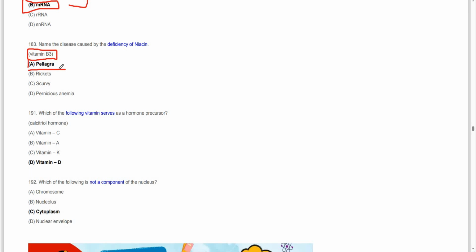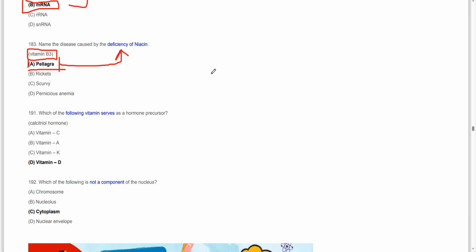Pellagra is a disease which is caused due to the deficiency of vitamin B3, niacin. Name the disease caused by the deficiency of niacin, that is vitamin B3. Vitamin B3, niacin. The deficiency of this causes pellagra.